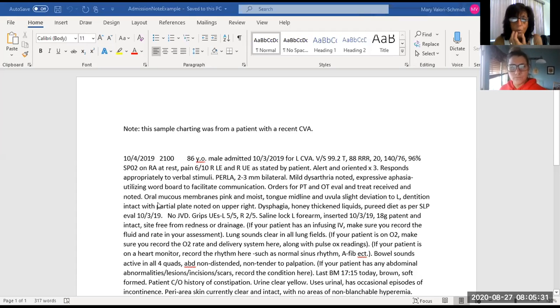Then we look in his mouth. Oral mucous membranes are pink and moist. His tongue, midline, uvula, slight deviation to the left. And the uvula, that little punching bag in the back of the throat. And you see what I mean?